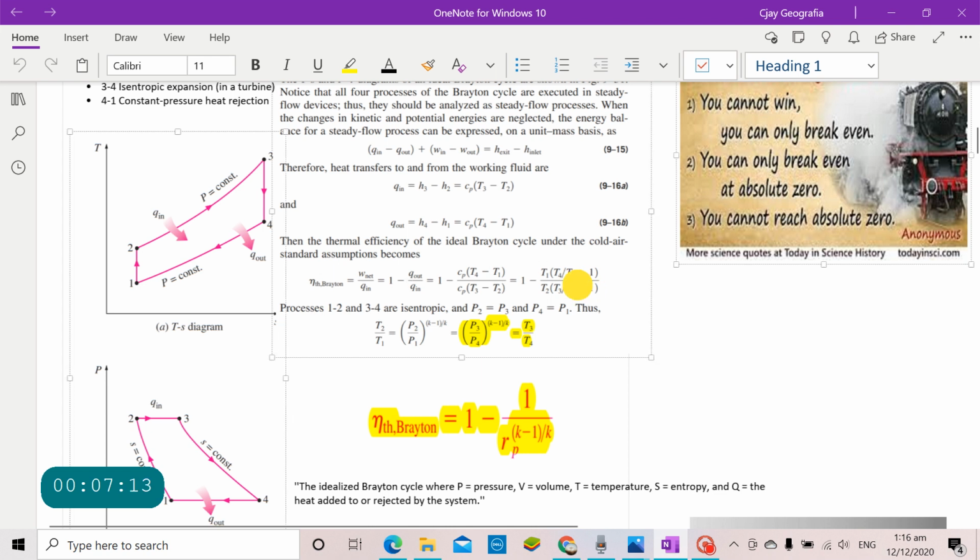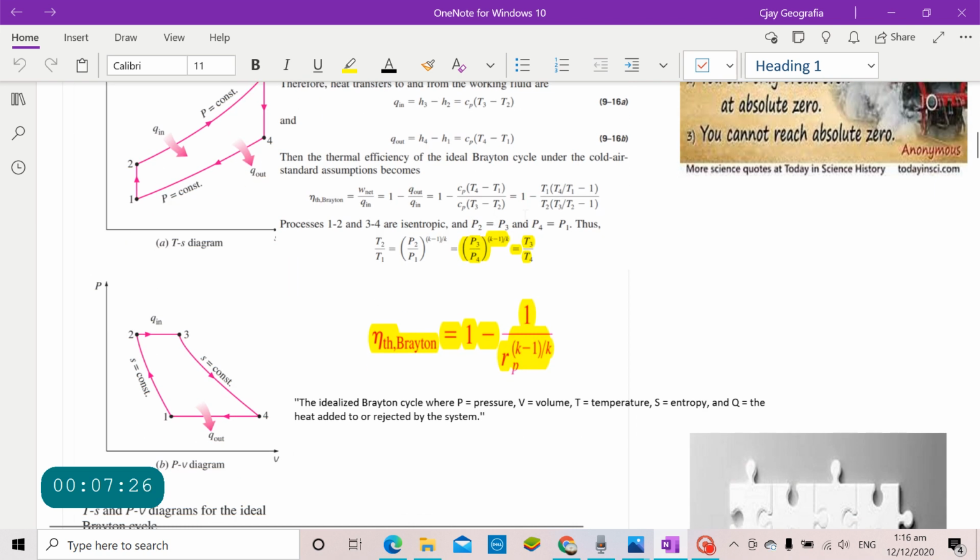We can understand it more easily when we try to solve this and use this kind of formula. Processes 1-2 and 3-4 are isentropic, which means P2 is equal to P3 and P4 is equal to P1. Thus T2 over T1 is equal to P2 over P1 raised to (K minus 1) over K, which is like this one, transposed to this one.